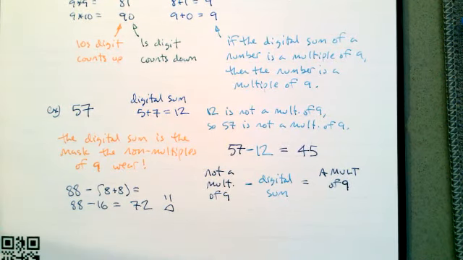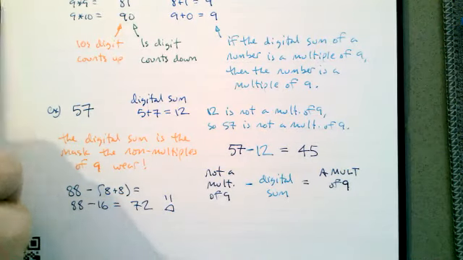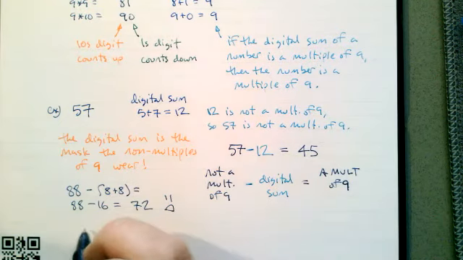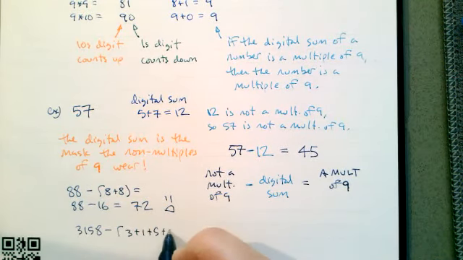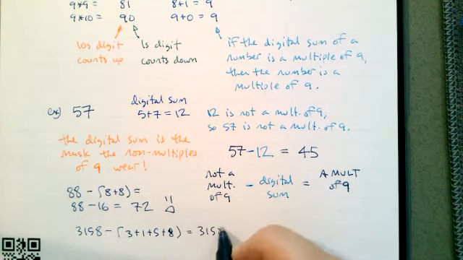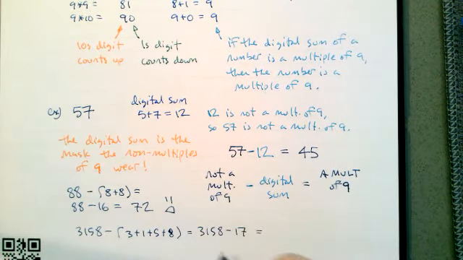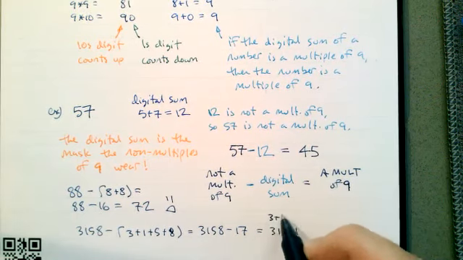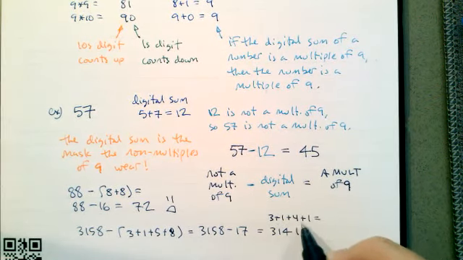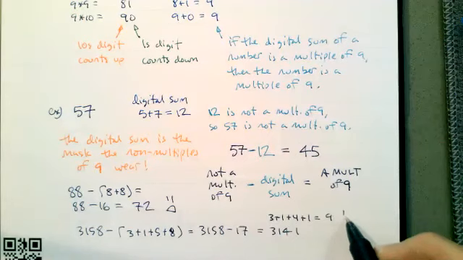Earlier, we had 3158. We know that 3159 is a multiple of 9, but also if we take the 3158 and subtract the 17, the digital sum, so 50 minus 10 is 40. 8 minus 7 is 1. And then we check 3 plus 1 plus 4 plus 1. That's 4, 5, 6, 7, 8, 9.